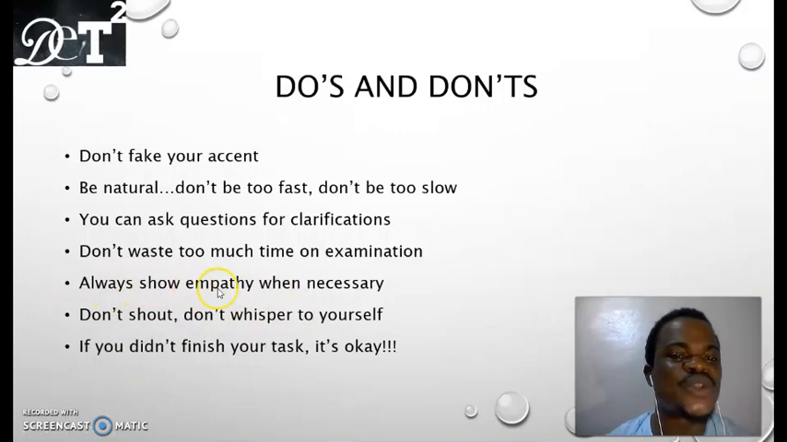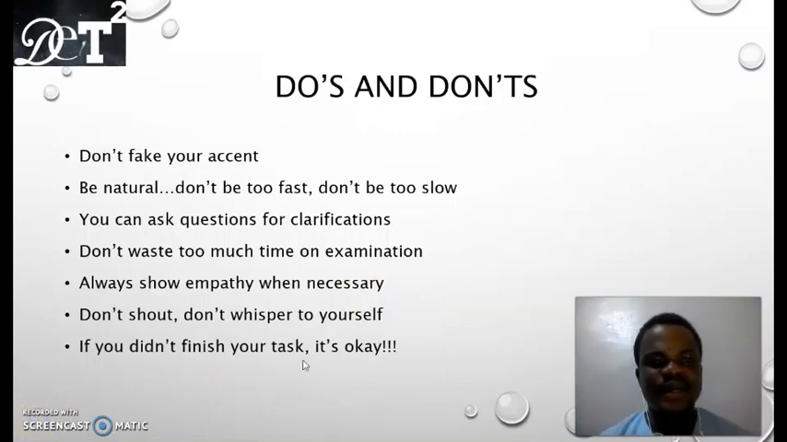Always show empathy when necessary. I've said this. When the patient is in pain, show empathy. The patient is in pain, the patient is fearful, the patient is not in the right mood. Always show empathy. Use empathic words and express empathy.